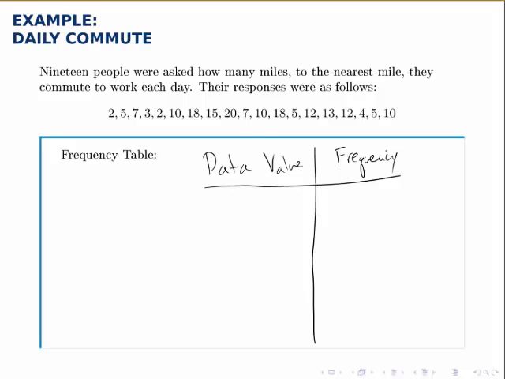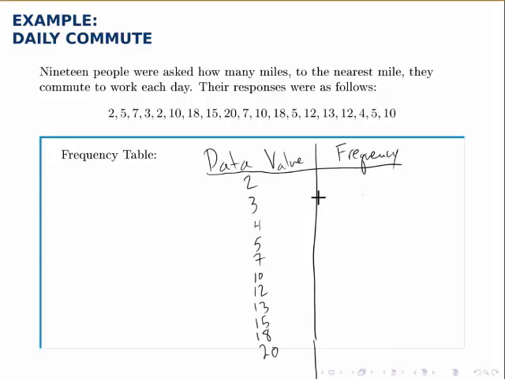Now we'll go through the data set, and for each unique data value that we see, we'll list that in the left-hand column. Once we've filled in all these data values, now we just need to count how many times they occur. So, for instance, I noticed that 2 appears twice in the data set, so it has a frequency of 2. 3 appears only once, so it has a frequency of 1, and so on, and I fill in the rest of the table. And it's really as simple as that.